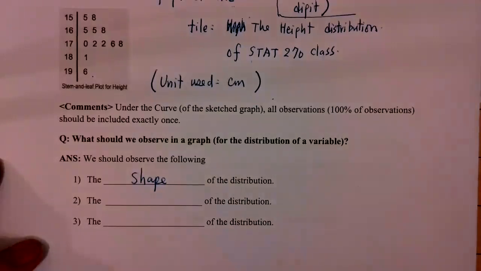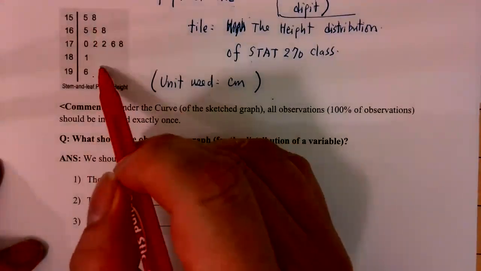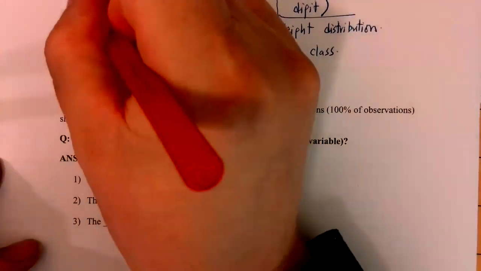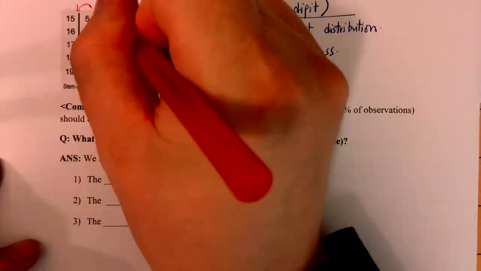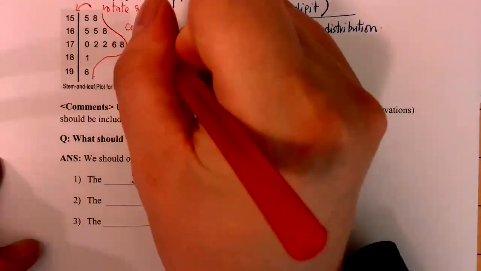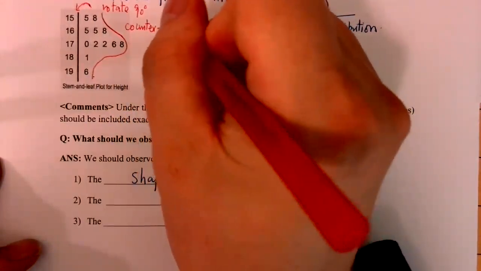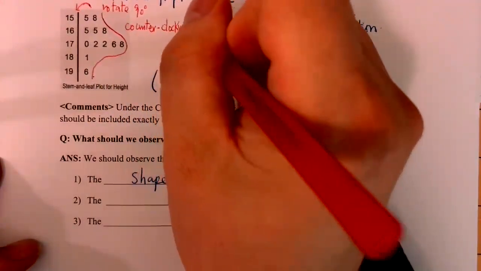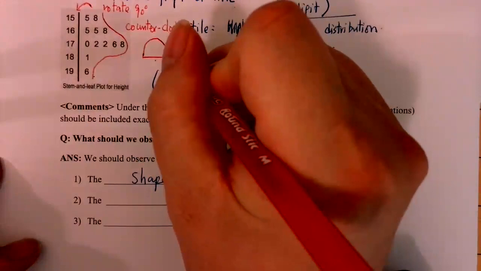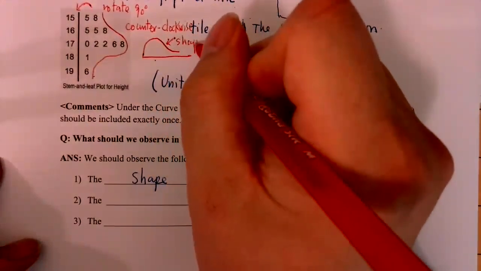What is the shape of a distribution? Look at this picture here. If I use a nice smooth curve, go through the top, and then I rotate 90 degrees counterclockwise, what do I get? I get something like this. This is called the shape, okay?